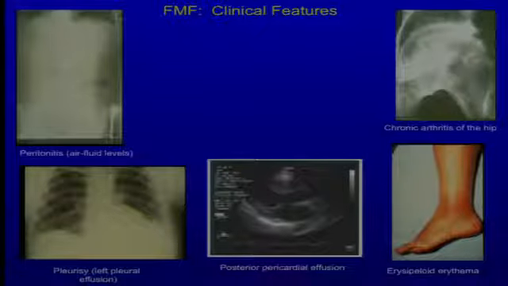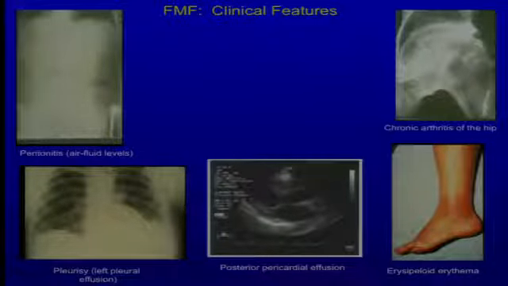This is an upright film of the abdomen of a patient having a peritoneal attack of FMF, showing the air fluid levels. My pointer isn't very strong, but you can imagine that there are air fluid levels there. A left pleural effusion in this chest radiograph on the lower left. Here in the center, you have a posterior pericardial effusion, and actually asymptomatic pericardial effusions are relatively common in patients with FMF. Up in the upper right, you can see a radiograph of the hip in a patient with chronic arthritis of the hip. Usually the arthritis of FMF is a non-deforming, non-erosive arthritis, but in about 5% of untreated patients, you can get this picture of a destructive arthritis.